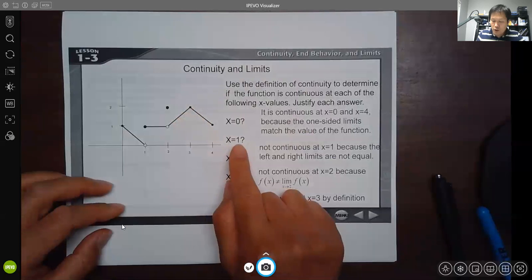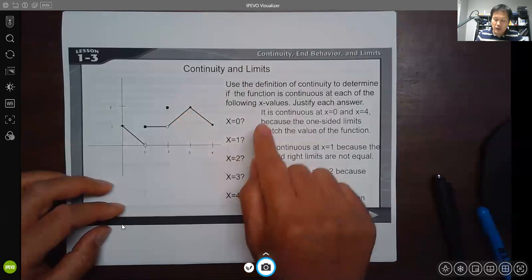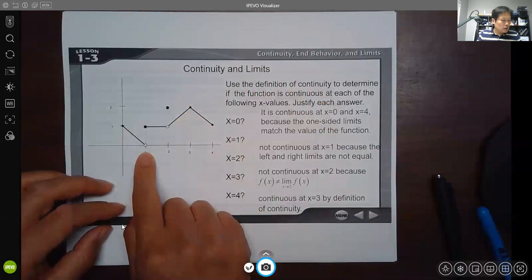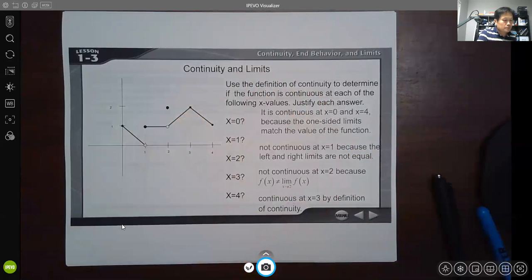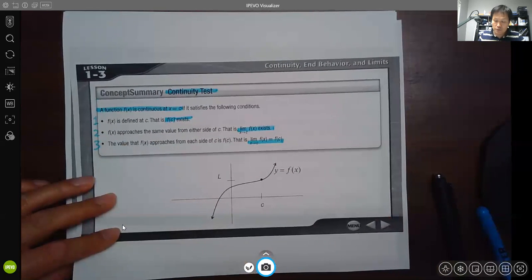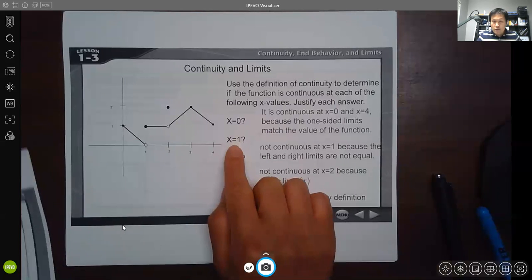Okay, x equal to 1. But they want you to use the definition of continuity. X equal to 1. So you have to be very careful with the continuity test. This is condition 1, 2, 3. You have to go through. So x equal to 1. First condition.